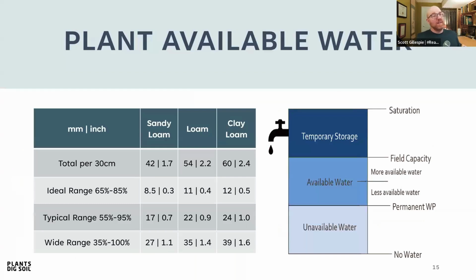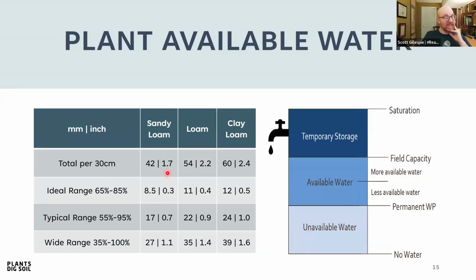So I'll go on to this plant available water. This is where the calculations really are helpful for irrigation management. And then, of course, when you don't have irrigation, it is helpful in just knowing how much water you need or how much your soil can take up. So I've put these together. It's millimeters and inches, and it's per 30 centimeters or a 1 foot layer of soil.